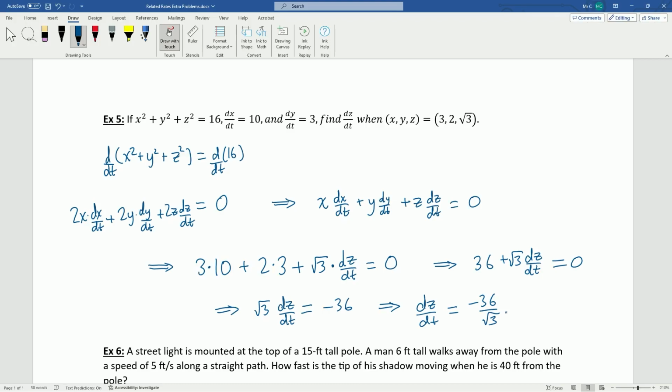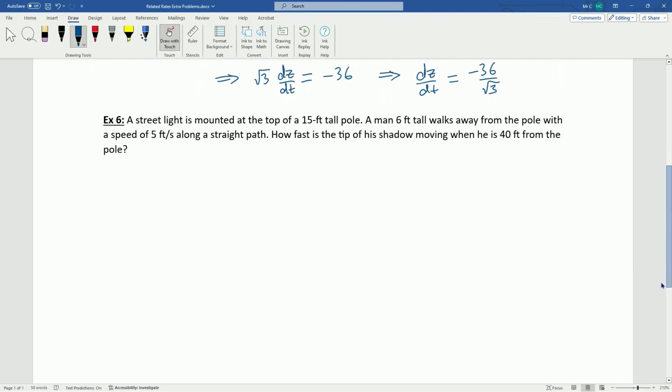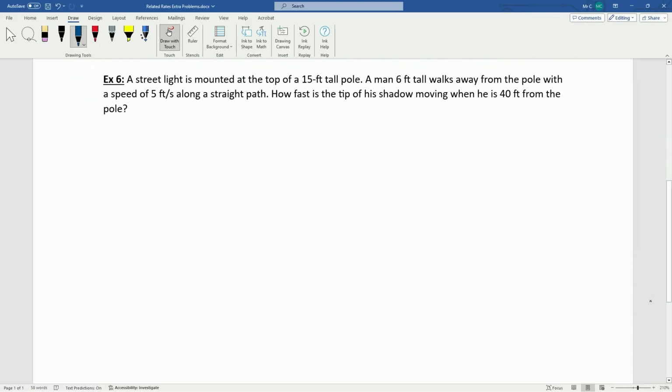Okay, now let's move on to a more challenging problem. So this one's pretty tough. A street light is mounted at the top of a 15-foot tall pole. A man 6 feet tall walks away from the pole with a speed of 5 feet per second along a straight path. How fast is the tip of his shadow moving when he is 40 feet from the pole?